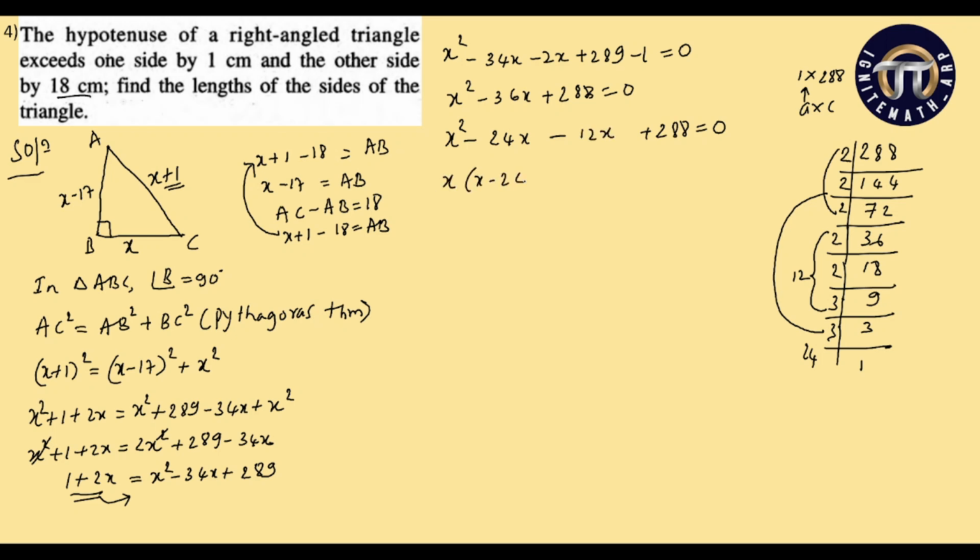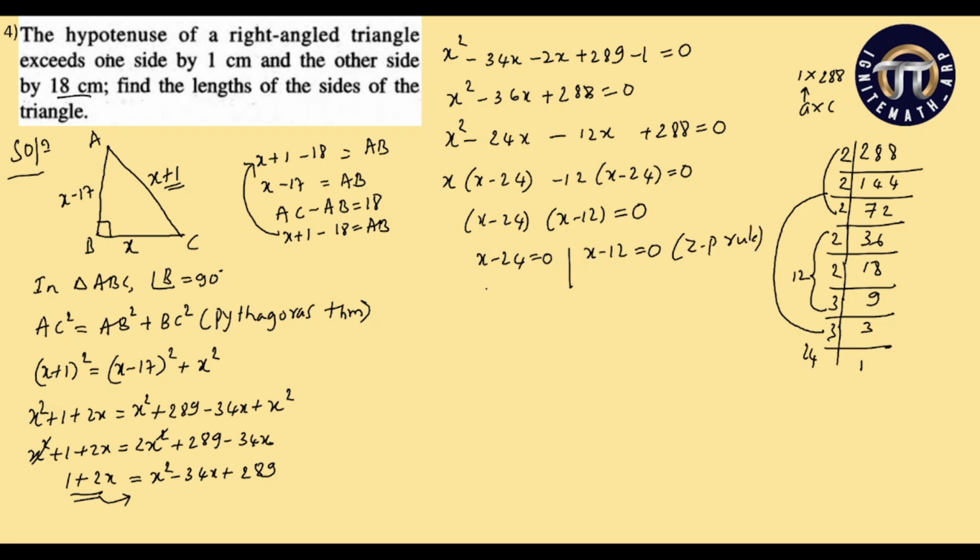x minus 24 minus of 12, x minus 24 is equal to 0. So x minus 24 and x minus 12 is equal to 0. So x minus 24 is equal to 0 and x minus 12 equal to 0. This is by zero product rule. Clear, children? So x is equal to 24 and x is equal to 12.